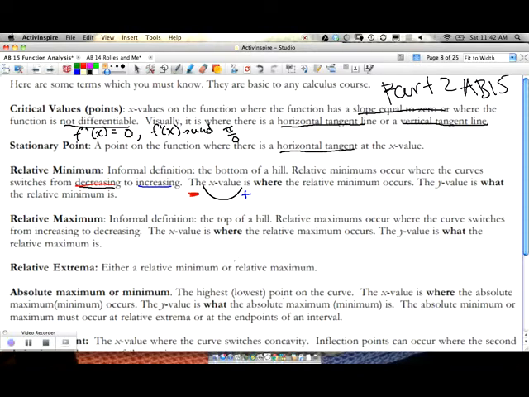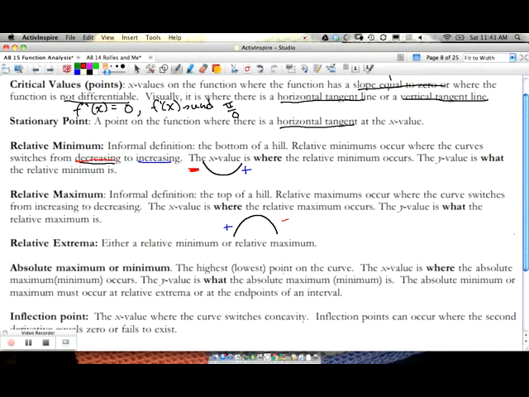Relative max is actually the exact opposite. We're going up, then we hit a maximum, and then we come back down. What goes up must come down. So we're positive before and then negative after, then we hit a maximum. Relative extreme is just grouping both of those things into the same idea.